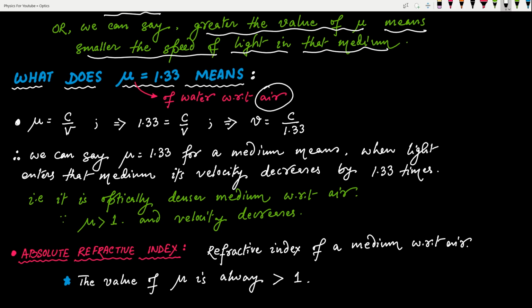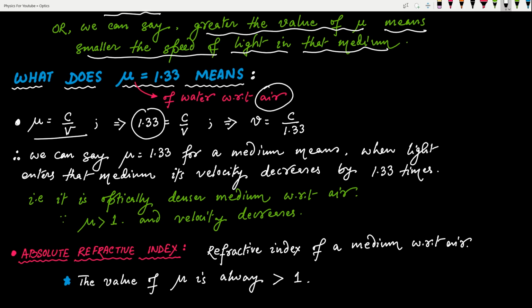Now we know that mu is equal to c by v. Therefore we can say that mu, which is given as 1.33, is equal to c by v, or v is equal to c by 1.33. We brought the v on the left hand side. Therefore we can say that mu equal to 1.33 for a medium means when light enters that medium, its velocity decreases by 1.33 times. So this is very important.